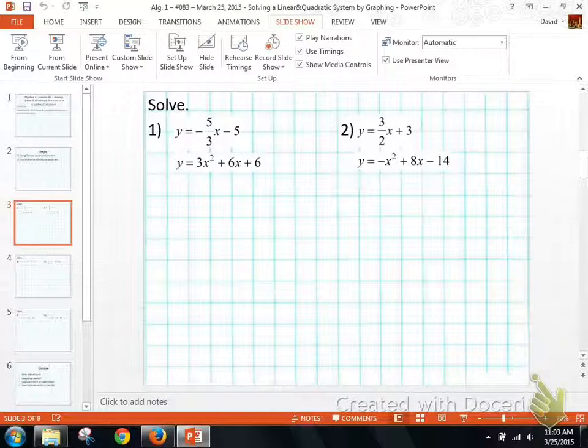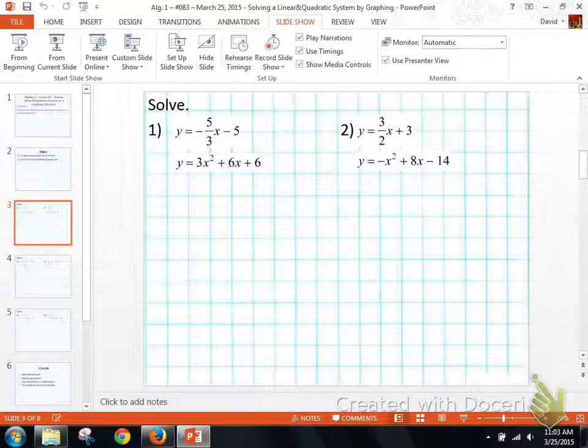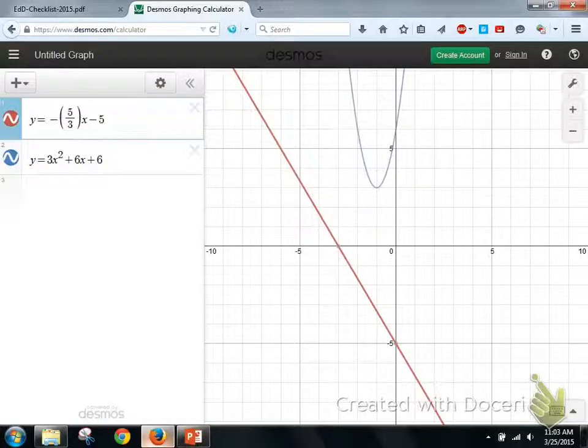Now I've got the second one here. Y is equal to 3/2 x plus 3. Now I'm going to write this one down up here. So y is equal to 3/2 x plus 3, and then y is equal to negative x squared plus 8x minus 14. I hope this one works. Okay? So, going to my decimal graph. I'm going to delete the old ones. I'm going to always start off with a fresh calculator.